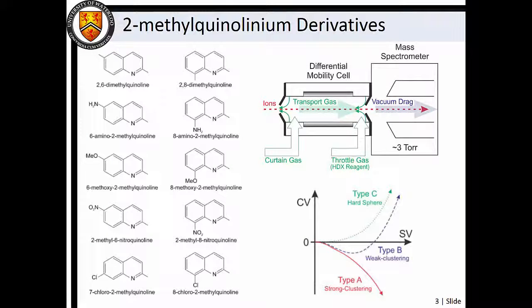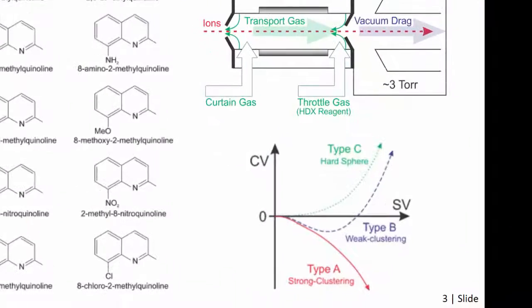Solutions of the quinoline derivatives were infused into the DMS cell containing nitrogen gas seeded with water vapor. As the quinoline molecules transited the DMS cell, an asymmetric AC voltage was applied to planar electrodes on either side of the ion channel. This results in a zigzagging off-axis migration of the quinoline trajectories, which can be corrected via application of a DC compensation voltage.